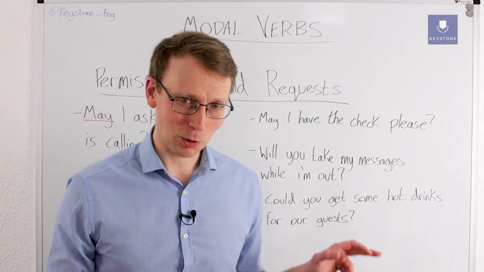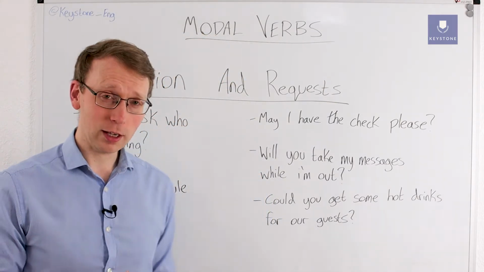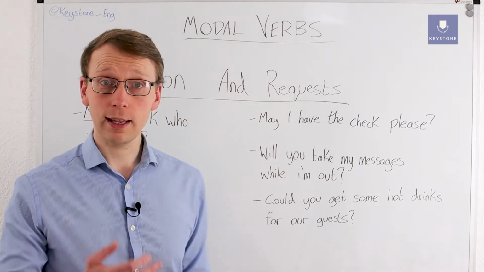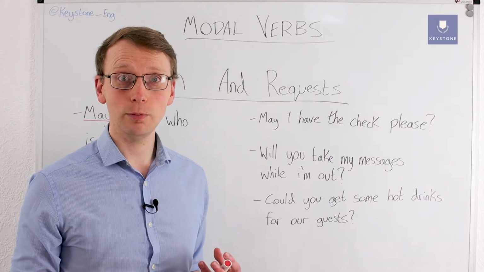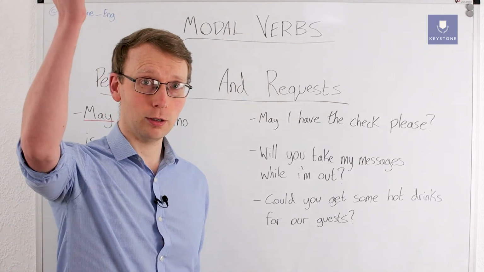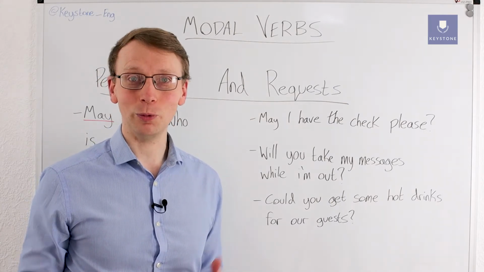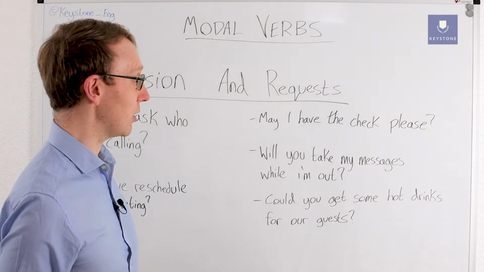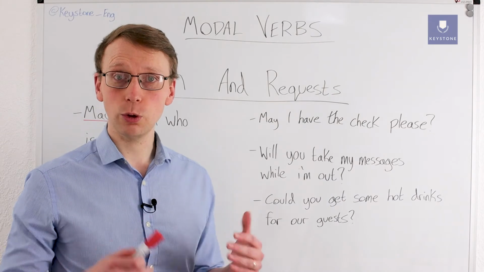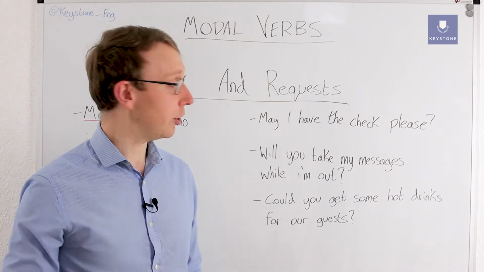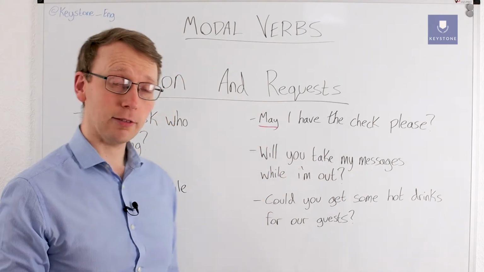I have spoken to a few students before, and they have said that when they go to a restaurant, when they get to the end of their meal and they want to pay, they do what they have seen people do in the movies. So they go, "Check, please." That's quite rude. We would not normally do that in a restaurant. Instead, what we would do is we would use modal verbs to ask politely for the check. So you would use the modal verb may: May I have the check, please?